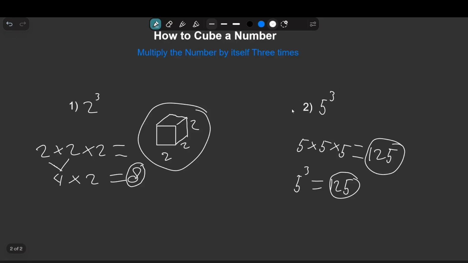So, as I said, this just shows you why people call it a cube number, because you can see it in a cube when you find out the volume.